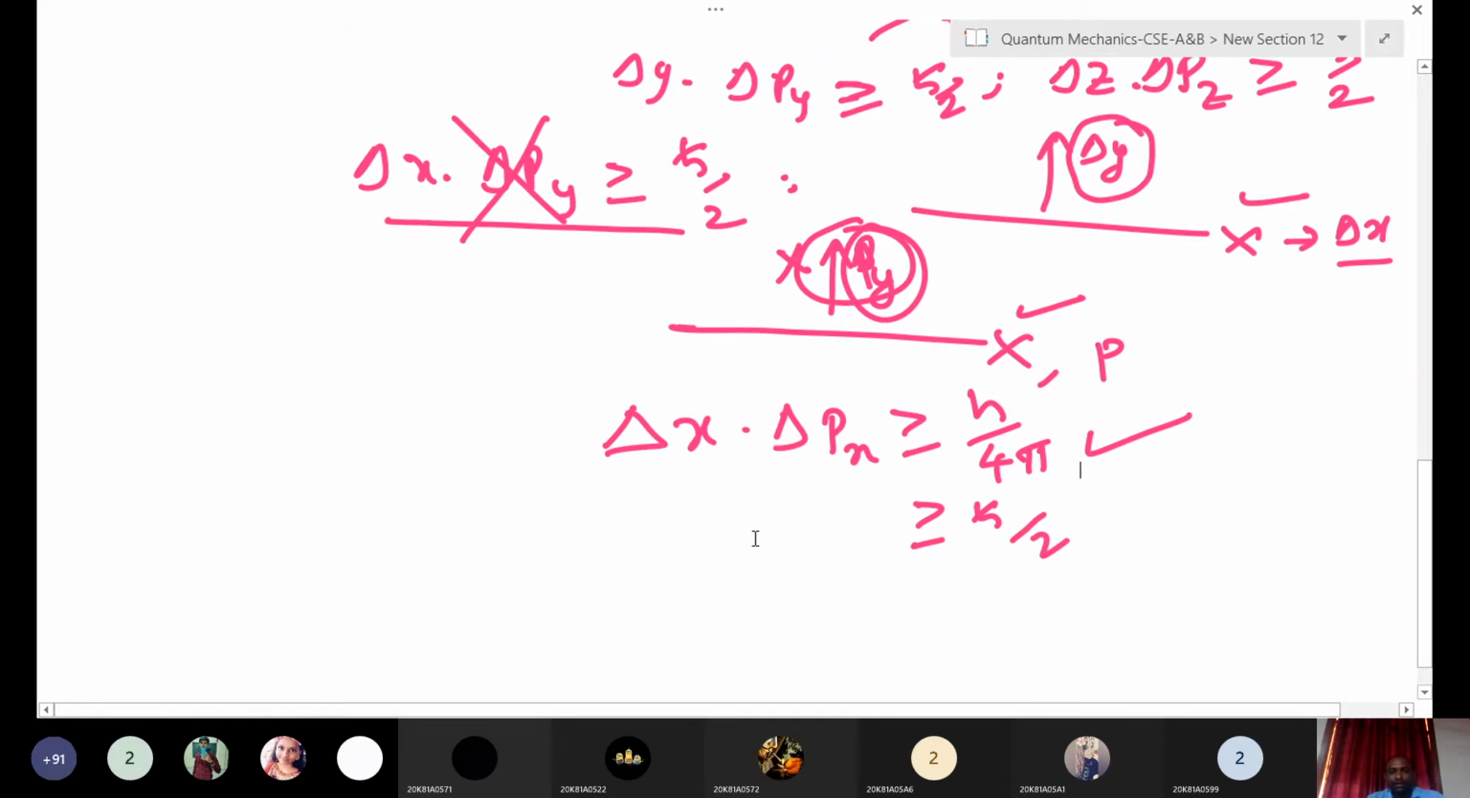Yes, sir. So in this statement, the particle is going along the x direction. We are finding the momentum also in the x direction. Both are in the x direction only. That is the correct way. Always you write this way.